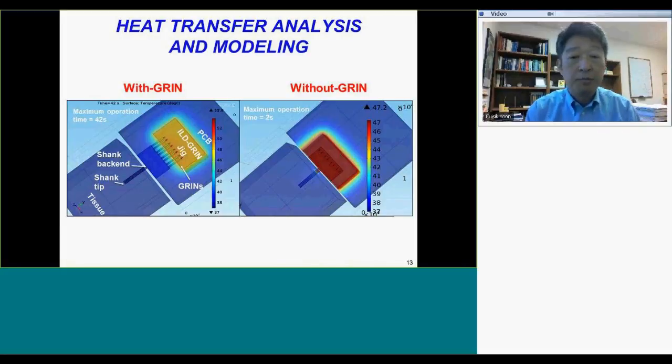One of the other advantages of this GRIN lens is that it provides thermal isolation. Silicon is a pretty good thermal conductor. If you put a butt coupling of the LD light source in the back, you can actually increase the temperature of the probe. However, with a GRIN lens, we have thermal isolation from the illumination source to the probe tip, so we can minimize the temperature increase at the tip of the probe.